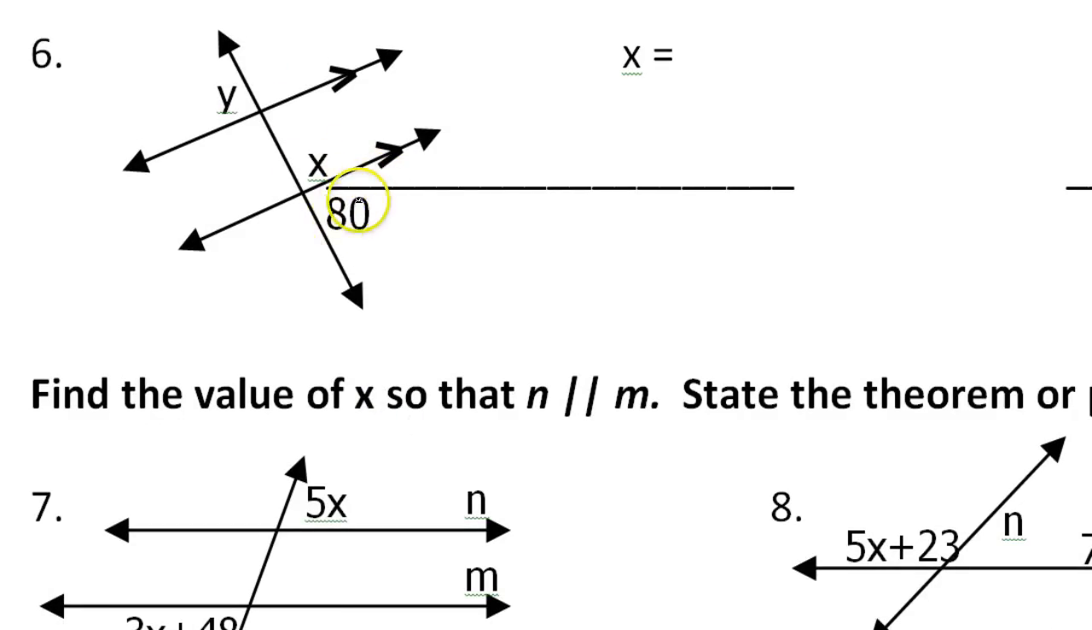Anyway, let's look at this. For x and y and such, it's looking like a lot of the same type of thing. The x and the 80 are a linear pair. You see the straight line that they form right here. So these two have to add up to 180. If this is 80, that means this must be 100. So x must be 100 for the same reason as the last problem. Linear pairs are supplementary.